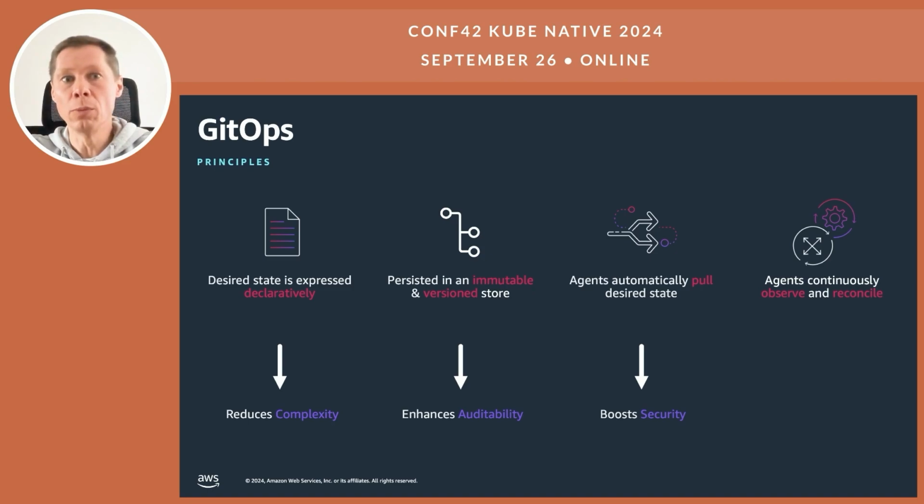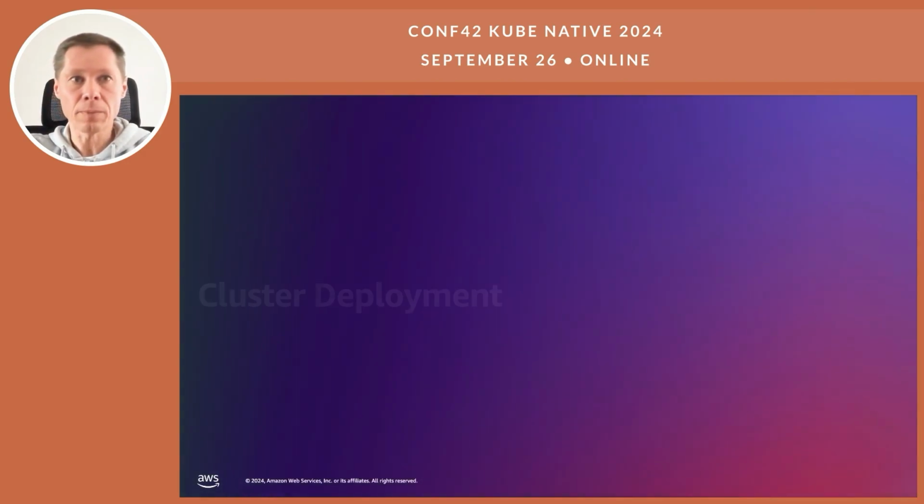We also use a pull model, where an agent in the cluster pulls the desired state from Git instead of the pipeline pushing this state to the cluster. And also we have an agent which continuously reconciles it to the cluster. The agent knows how to translate the declarative configuration in the Git repository to the real state of the cluster and does it constantly, so after each change we always have a consistent environment.